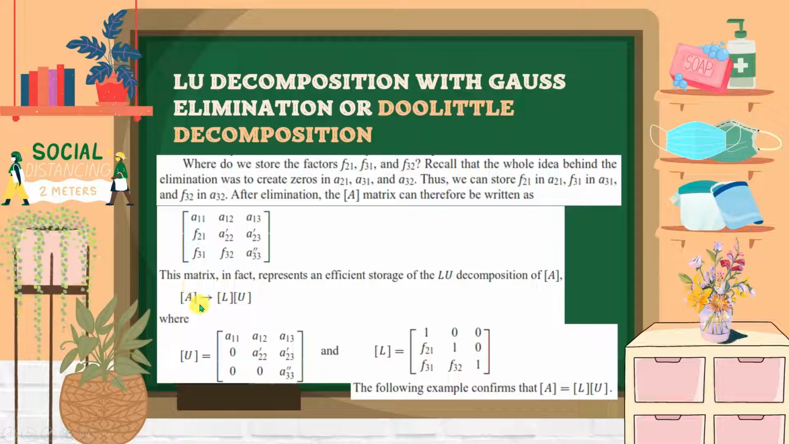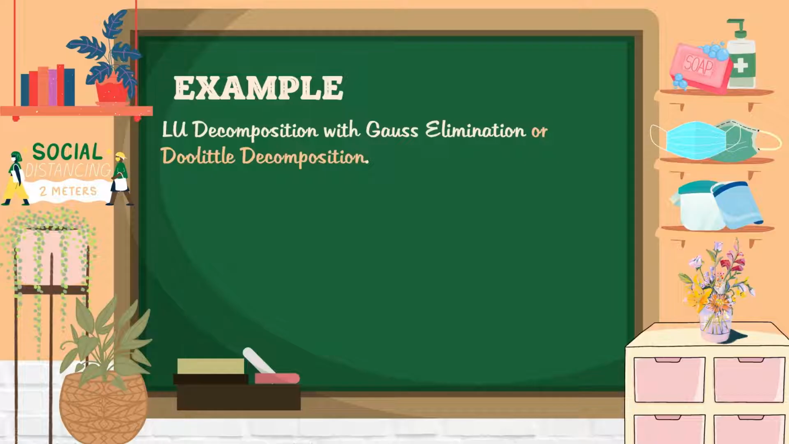So we have here the coefficient matrix A and change into lower and upper triangle format. So this will be for the upper and this will be for the lower. The following example confirms that A is equal to lower multiplied by upper. So in order to understand more the given solution process, let's have an example.